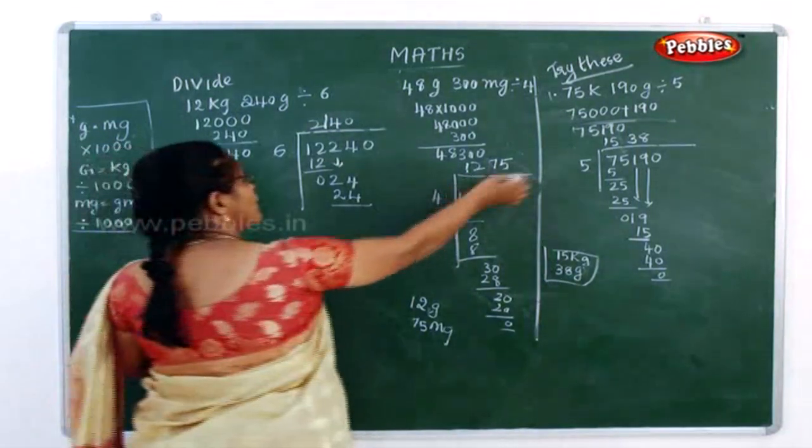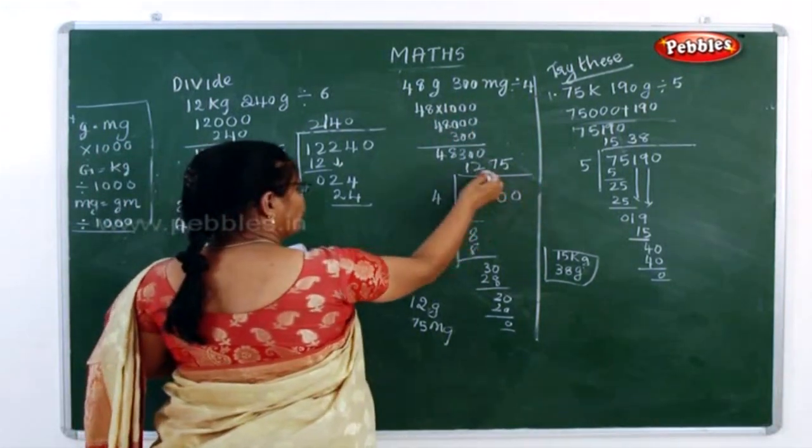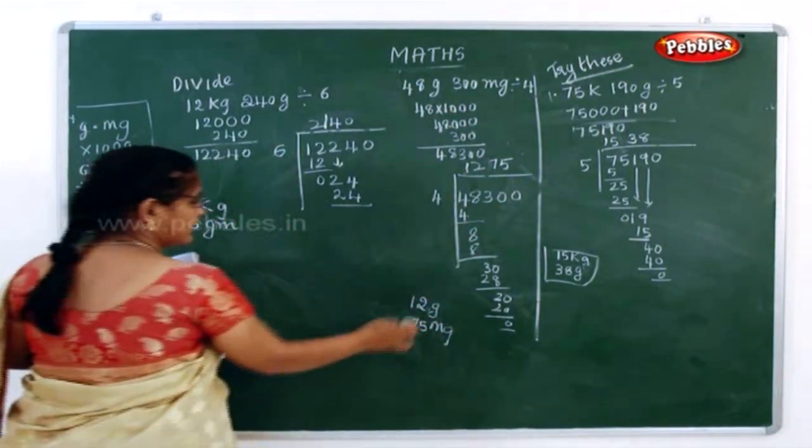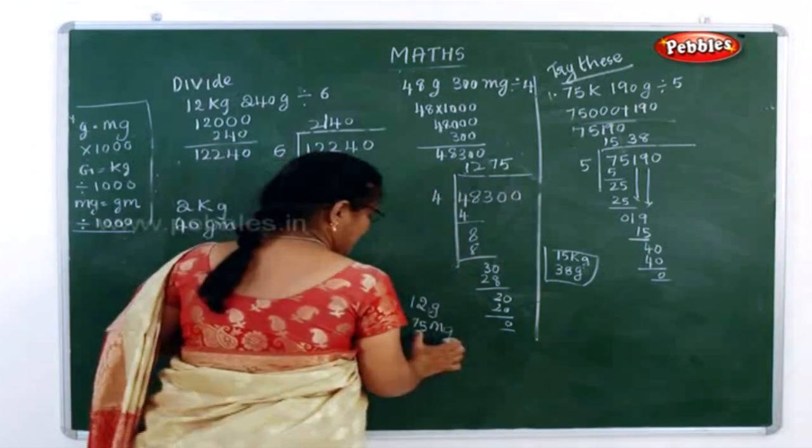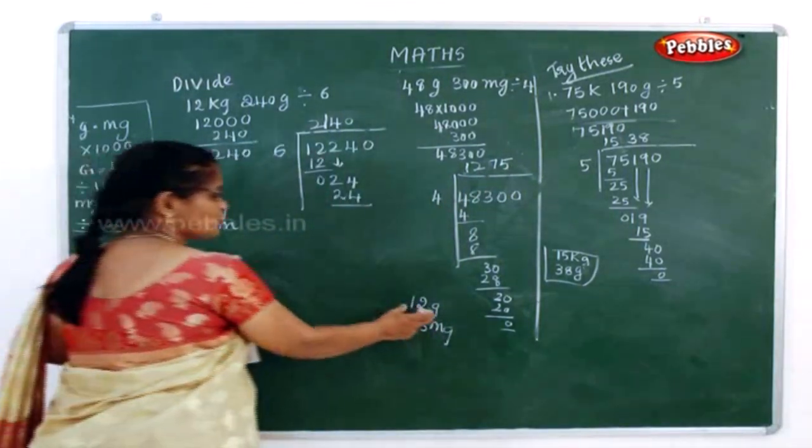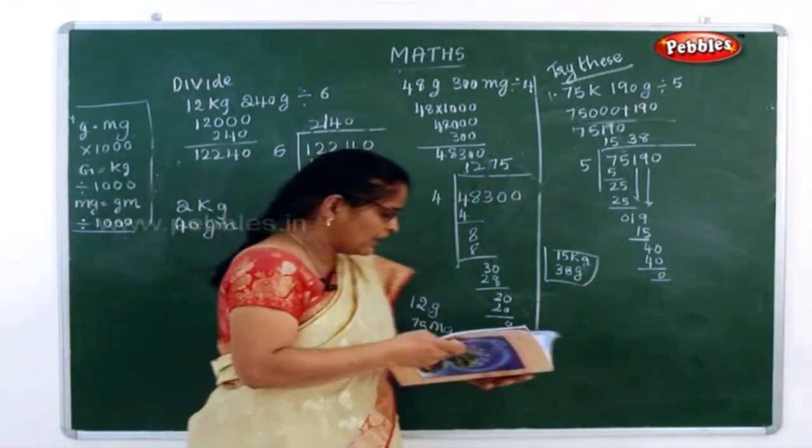Because already you have converted here, now what you do is, the first two values you can take as gram and the last two values can be taken as the mg. So 12 gram and 75 mg.